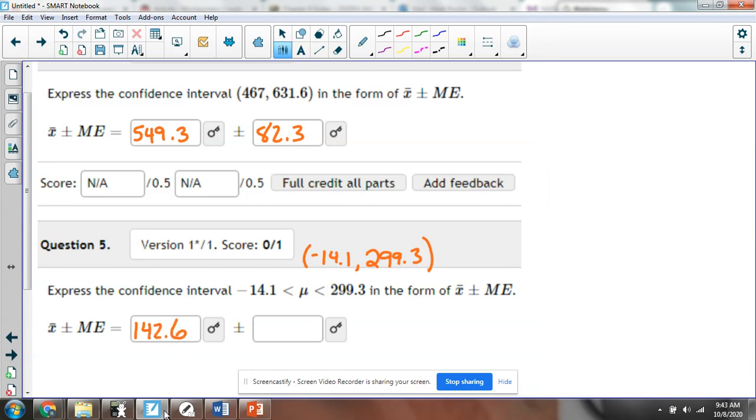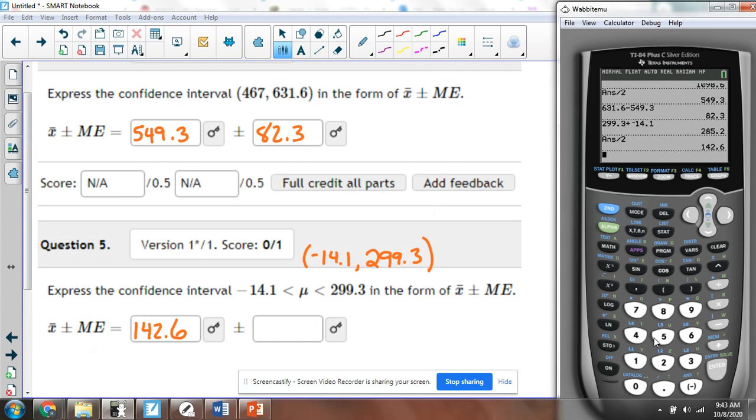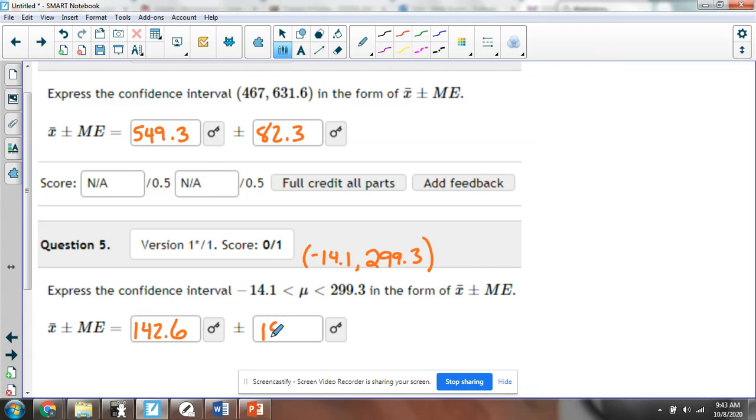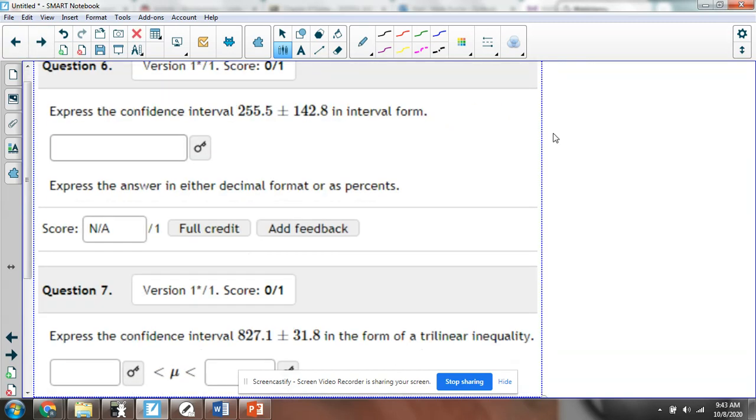Then figure out what I'm adding and subtracting to that to get the other numbers. So 299.3 minus 142.6. 156.7. There you go. This thing is just reversed.